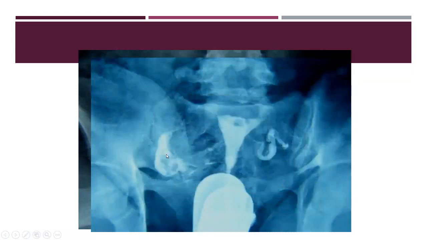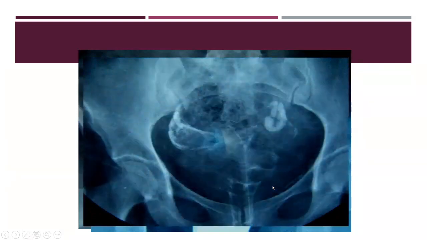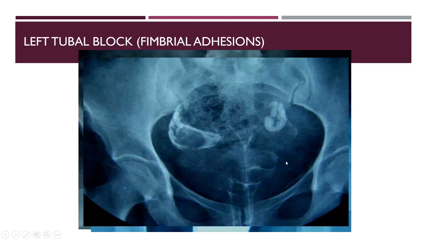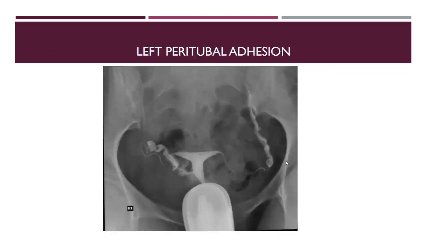This one shows filling, and there is no problem with it, but this one, the contrast is still retained in it. Of course, this is an air bubble. And on the control film, there is retained contrast in the left fallopian tube, meaning that there is a block or fimbrial adhesions at this end of the fallopian tube. Left tubal block due to fimbrial adhesions.